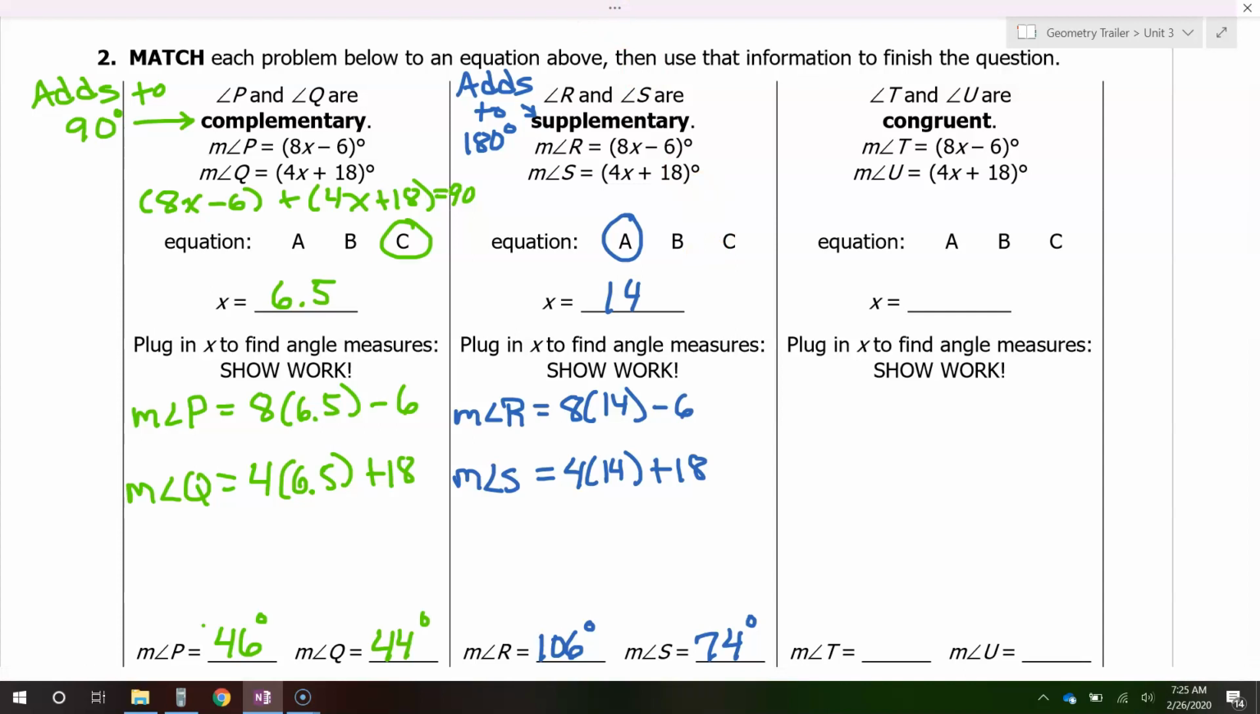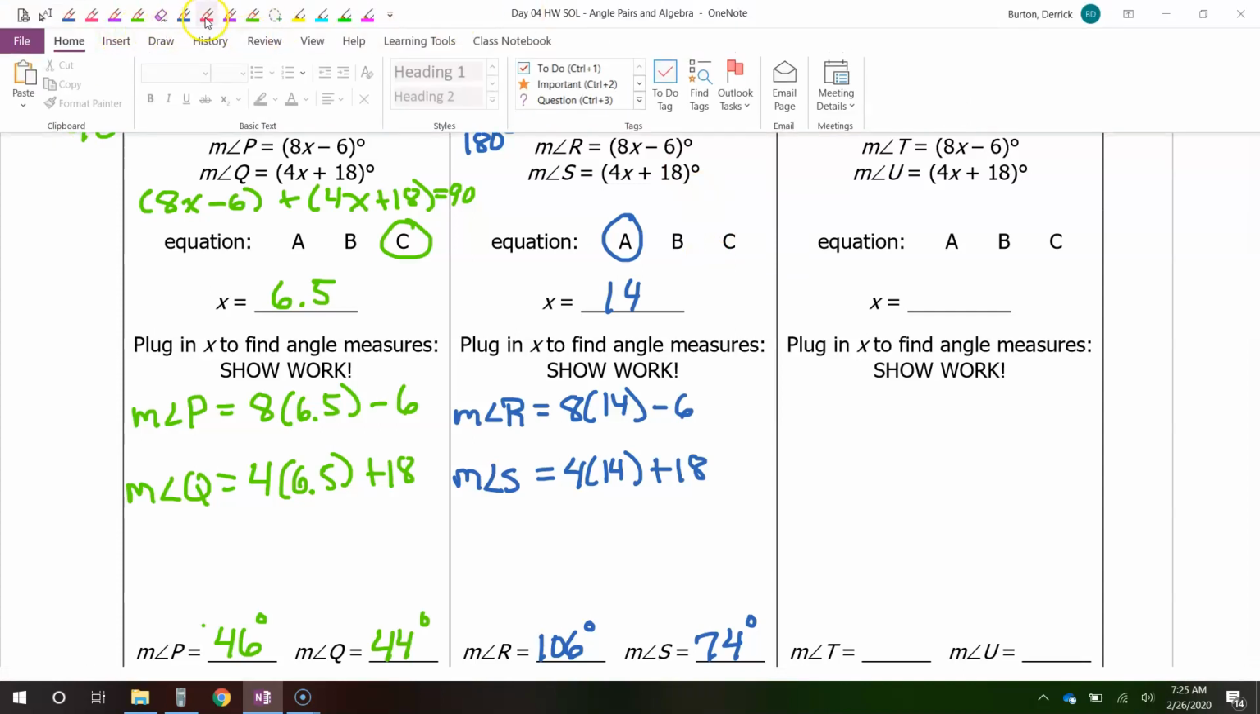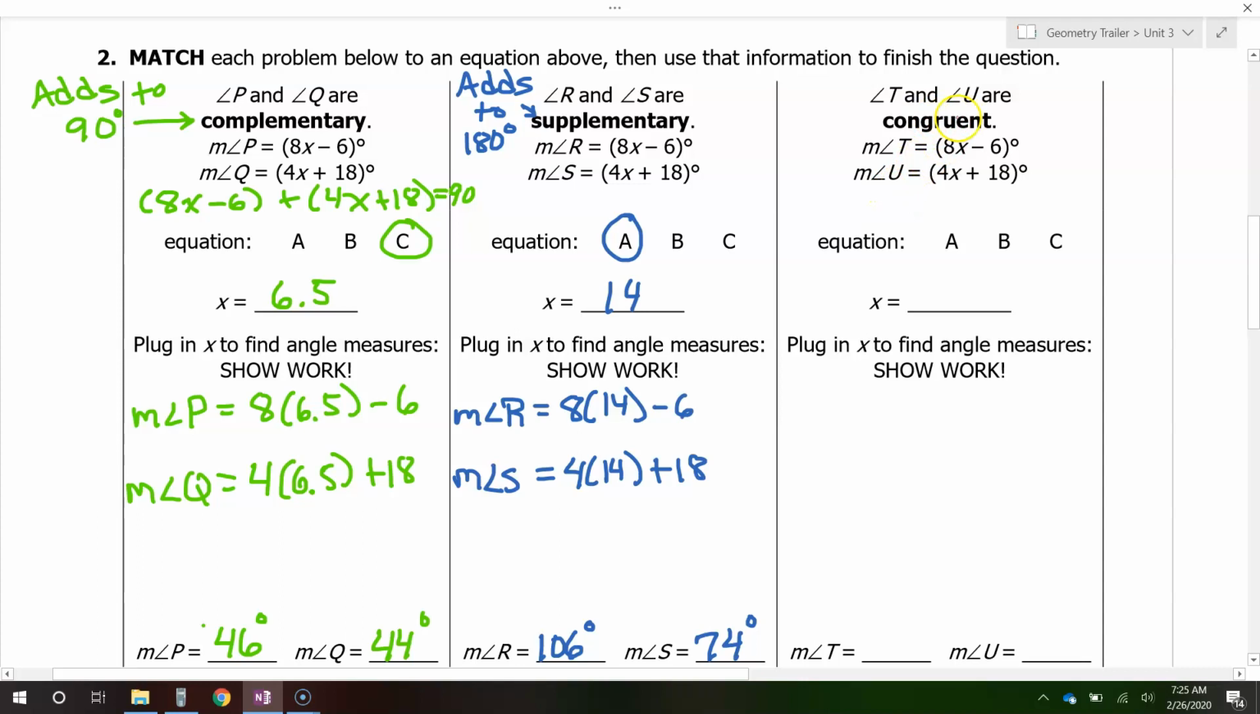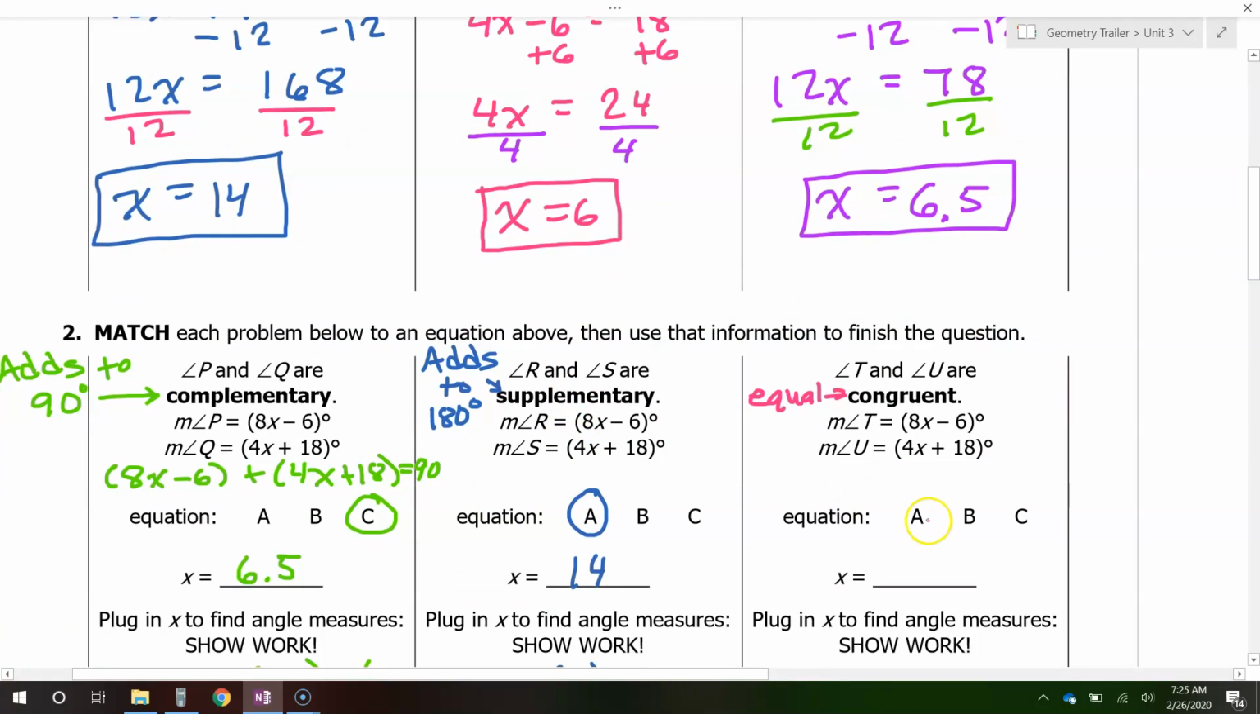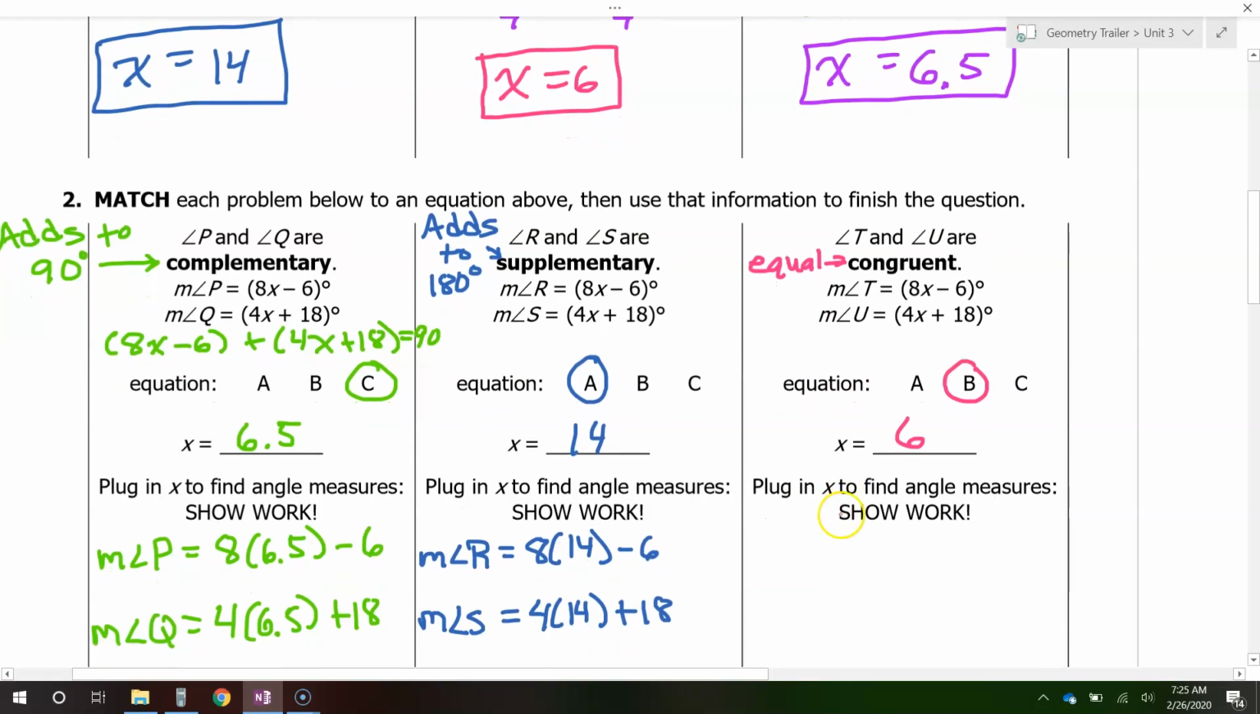All right, let's do this one more time. Congruent. Congruent means equal. All right, so this equals that. So when I look up here, that's what I see in equation B. I see this equals this. All right, they're straight up equal. That's equation B. And the answer is 6. So the equation is B. The answer is x equals 6.